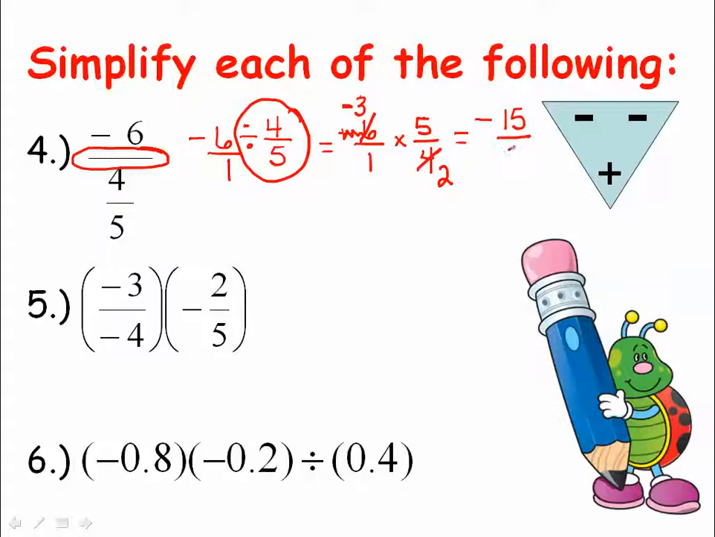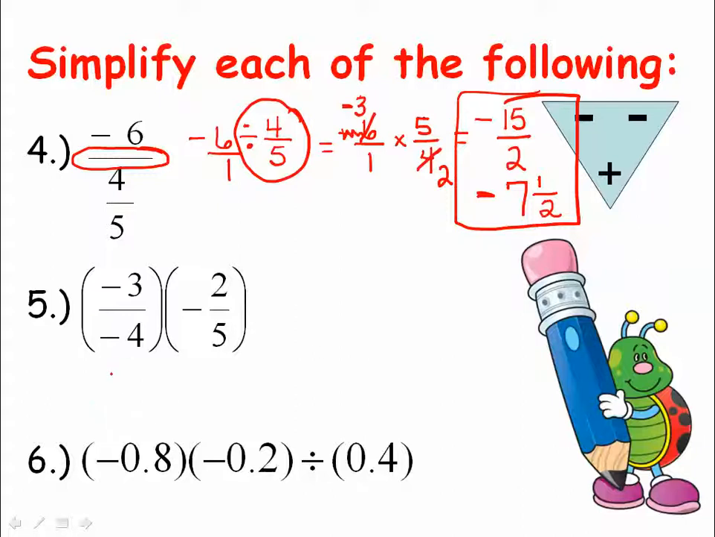over positive 2. I could divide this and turn this into a mixed number, leave the negative to the side and simply divide 2 into 15, that goes 7 times, with 1 left over, which would be 1 over 2. So I could have negative 7½ or negative 15/2.